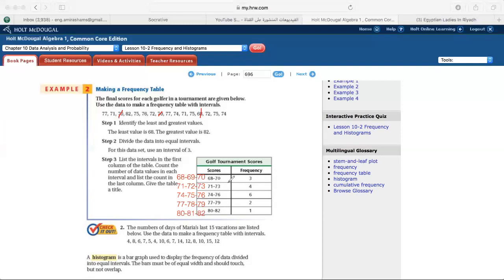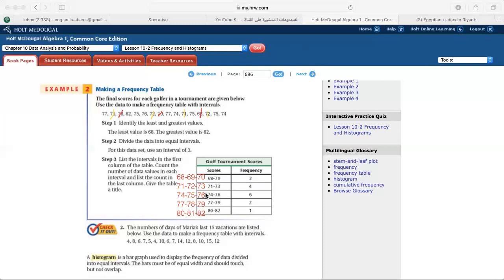Okay, what about this interval, 71 to 73? It includes 71, 72, and 73. So I'm going to search for 71, 72, and 73. I have 71 here. 1, 2, 3, 4. I have 4 values for this interval. So I'm going to write here 4.